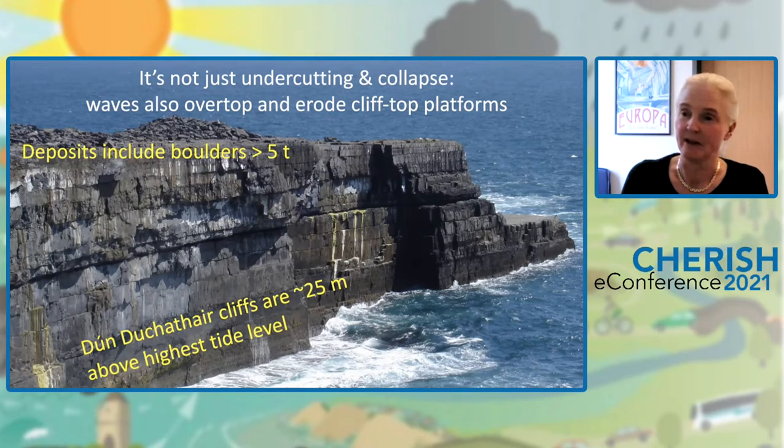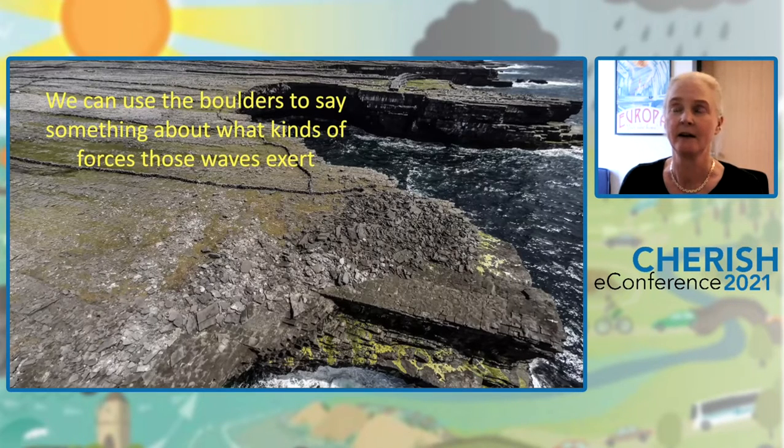On these cliffs here, which are next to Dún Dú Cathair and are about 25 meters above the highest tide level, you can see piled on the top deposits of boulders, and these particular ones include ones that are up to 5 tons or so in weight. And we can use these to think about how fast those bores were moving and how much force they were exerting.